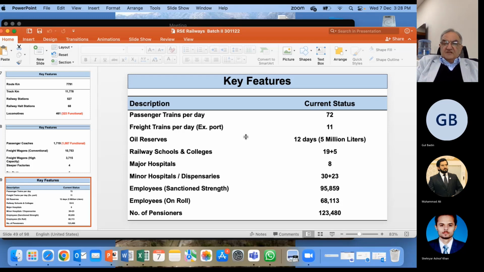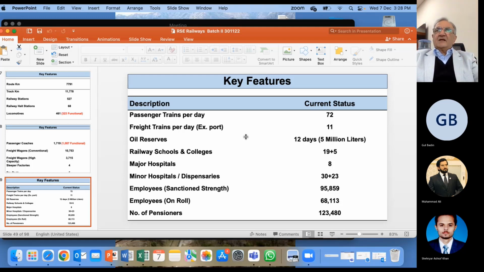And I personally feel, you see 68,000 on roll, when I say that the train operations have reduced from 274 to 72, but this figure is also very high. I would say per train employees need to be reduced. The world over, India's is less than half of ours, although their train operations are much more. It's similar in European countries, which we can't even think of.